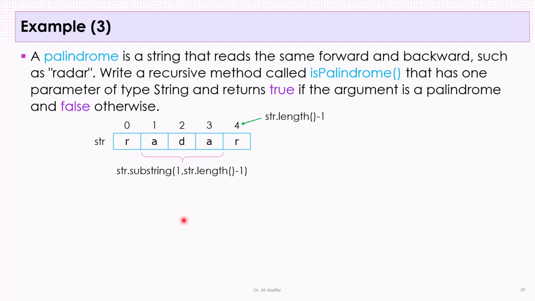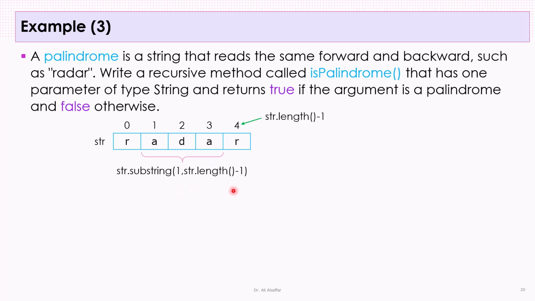So therefore, when we call the method recursively, we are going to test the size of the string. If its length is less than 2, then we are going to stop the recursive call and return true. Otherwise, we call the method recursively on a substring that starts at 1 and ends at length minus 1.